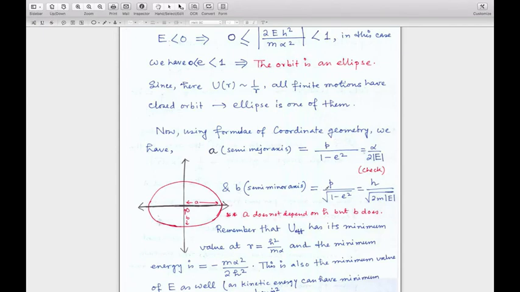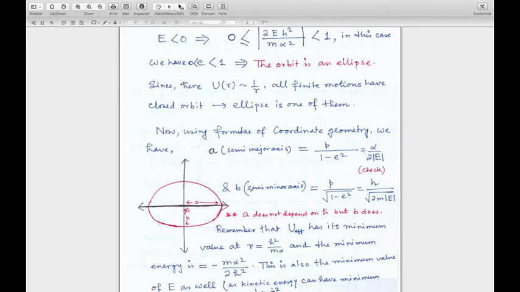b will be equal to p by root over 1 minus e square. So here you can see a is p by 1 minus e square and b is p by root over 1 minus e square. And after the substitution of proper values, that will be equal to h by root over 2m mod of E. Once again, we need the mod value over here so that the square root is a real value. And also we take the positive value finally because b is a positive length.